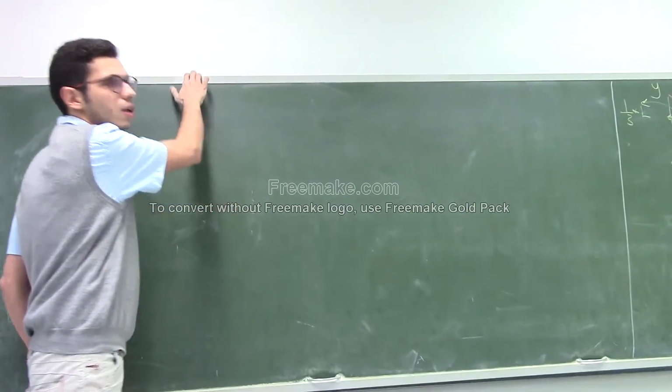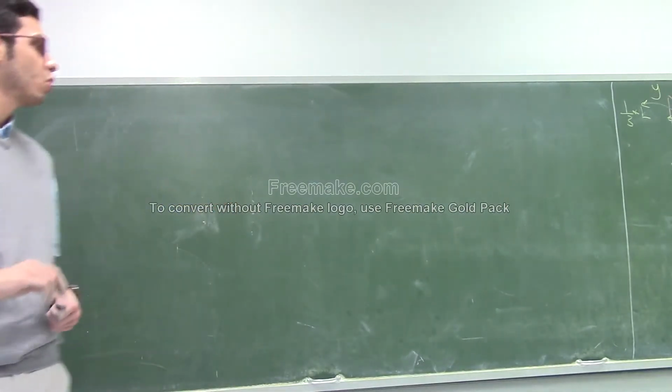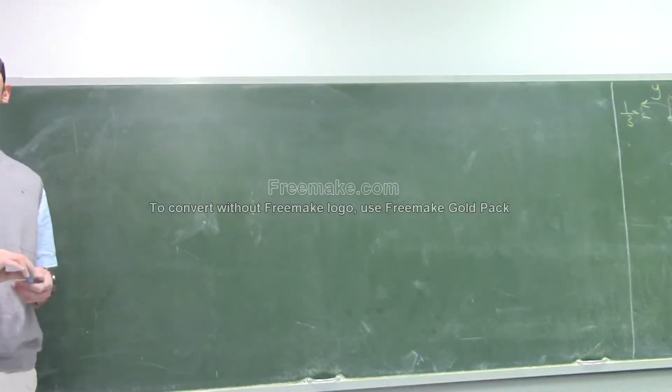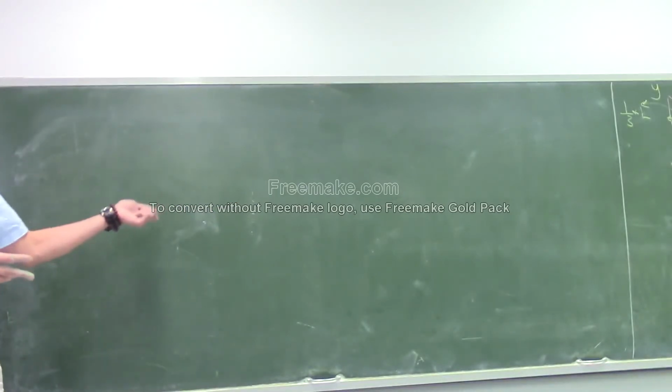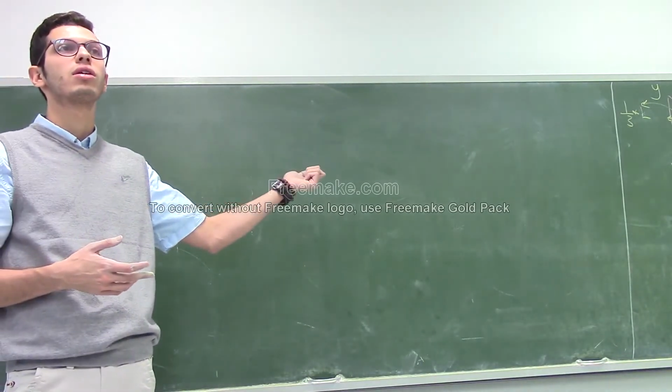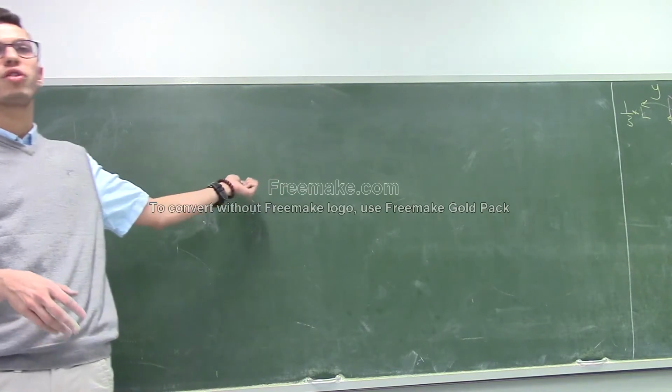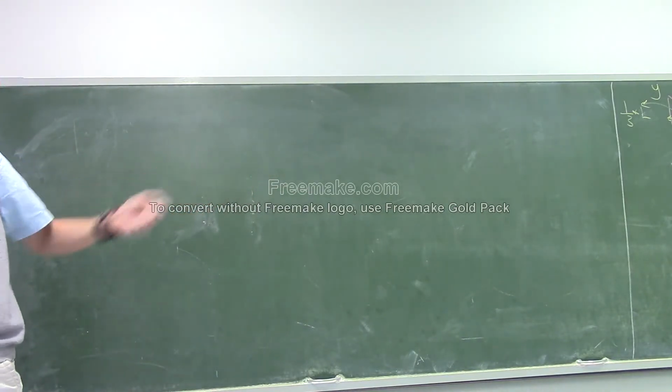Okay, now, after we find the reactions, we should draw the shear and moment diagram, right? But before starting drawing, does anyone have a question? Is that clear? It's easy to find the reactions for a fixed support, right? So not a big deal.